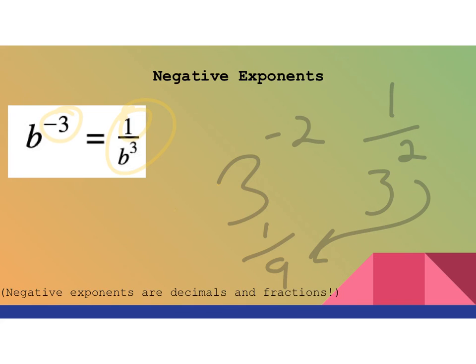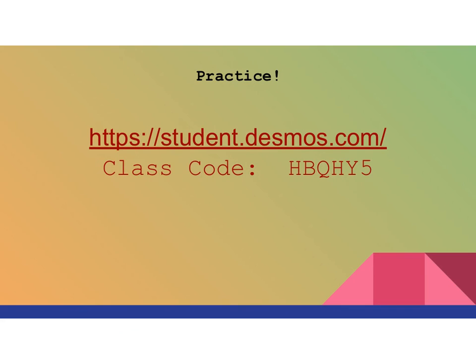It's way bigger, okay? 1 over 9 in decimal form is 0.111111 forever. Okay? Very small. Well, just over a tenth. Okay? So remember, when we see a negative exponent, think, oh, it's going to be a fraction or a decimal.